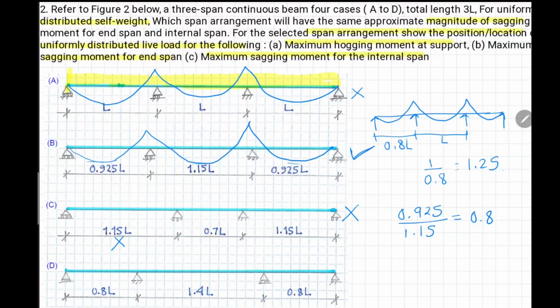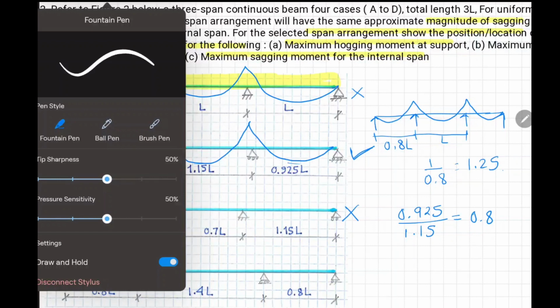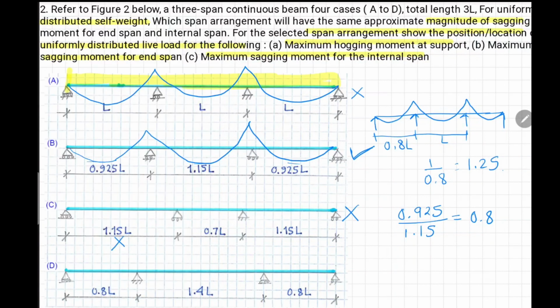So now we can jump into the second part of the question. How should we arrange live load to get maximum hogging moment at support? So it is a problem of live load pattern. So how should we place the live load? So the answer we have selected, let me make it dark.